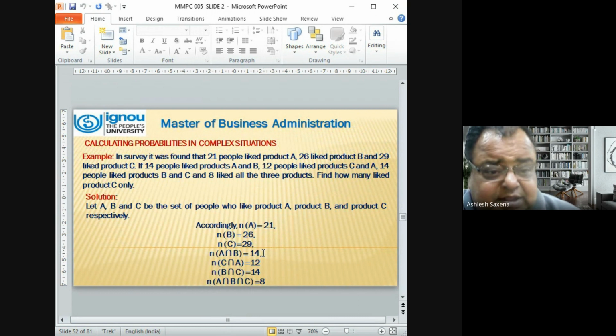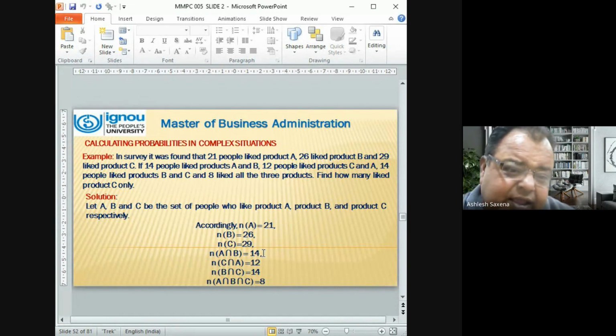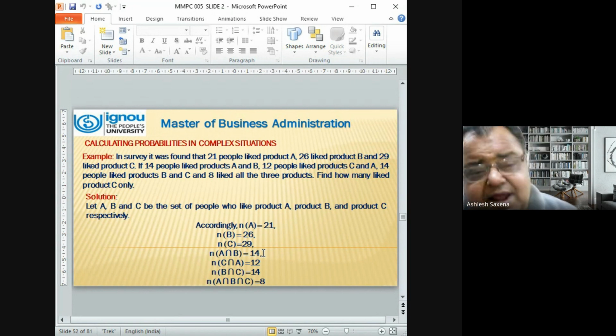Now see, this problem is a very complex problem. You have to apply your concept of imagination. This problem is related to set theorem, and we will be calculating things, analyzing things. One of a complex situation is there.